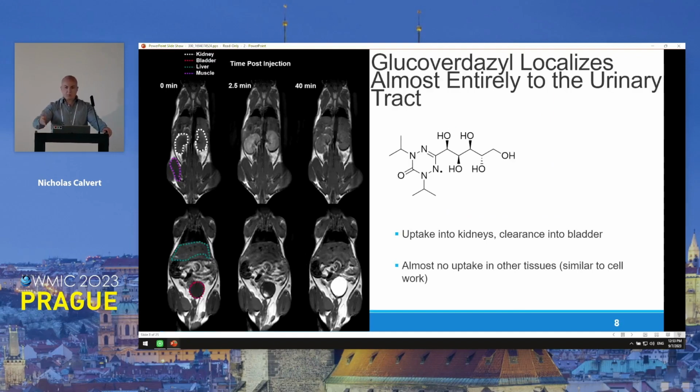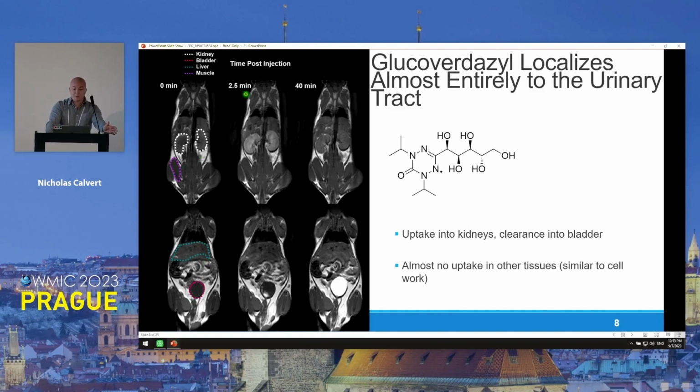So now we had a stable radical contrast agent. We wanted to see where it goes when we inject it into mice. So what was interesting to us is that when we did an intravenous injection through the tail vein and watched, so if you look over here, we circled some areas that we commonly see contrast uptake. So in the kidneys, in the muscle, in the liver, and in the bladder. So at 0 minutes, this is our baseline mouse.